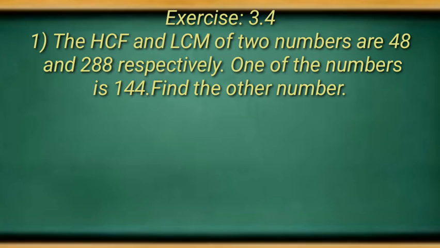A few problems. First one: the HCF and LCM of two numbers are 48 and 288 respectively. One of the numbers is 144. Find the other number. Children, you can understand here, the HCF and LCM are given, 48 and 288, and one of the numbers is 144. So you can find out the other number. How can we find it? So the solution is like this.